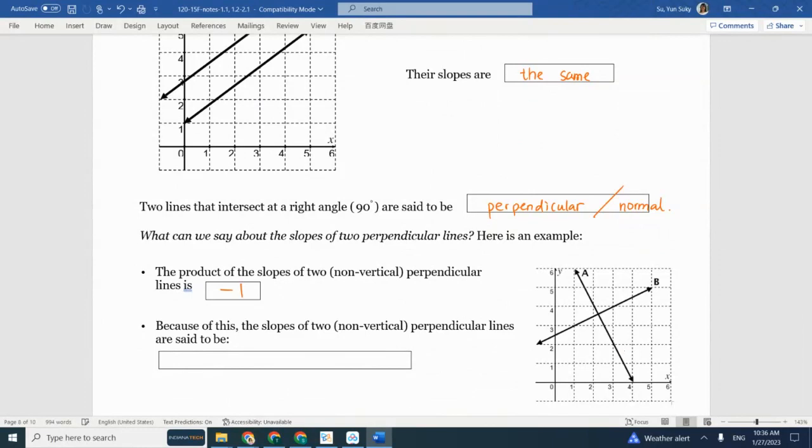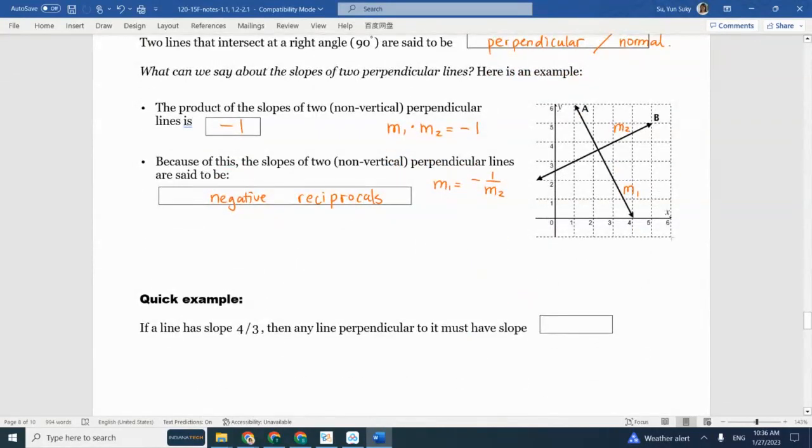Okay, so if the slope here is m1 and this is m2, then m1 times m2 is negative 1. Therefore, m1 is negative 1 over m2. So we say the slopes of two perpendicular lines are negative reciprocals. So far, so good, everybody? Okay.